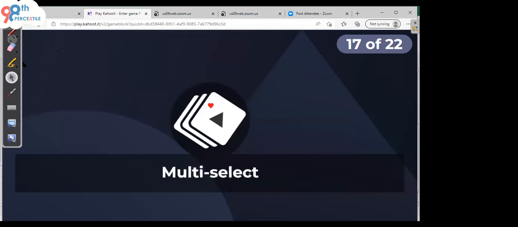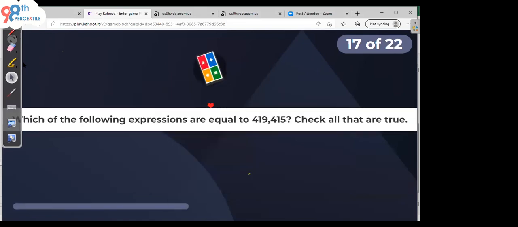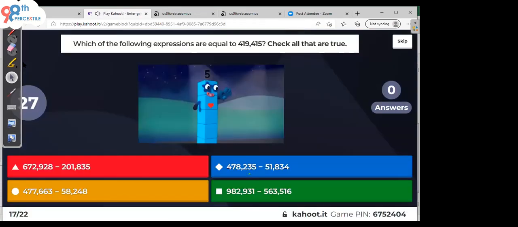It's a multi-select question. Which of the following expressions are equal to 419,415? It's a subtraction question.